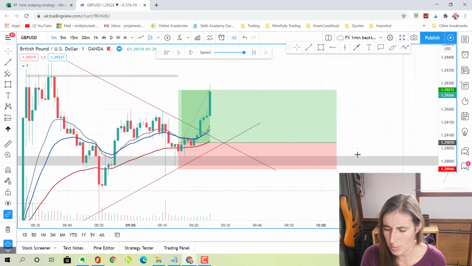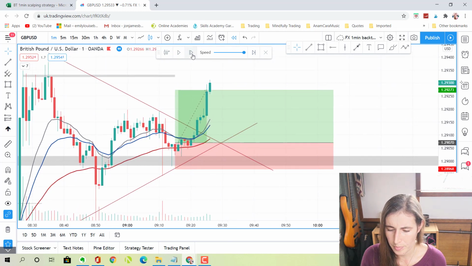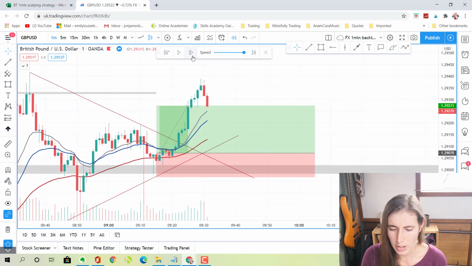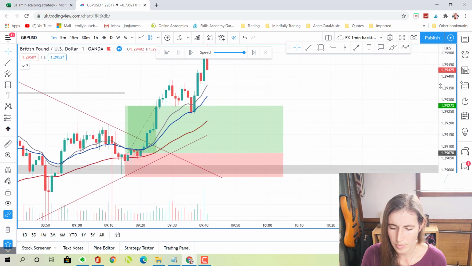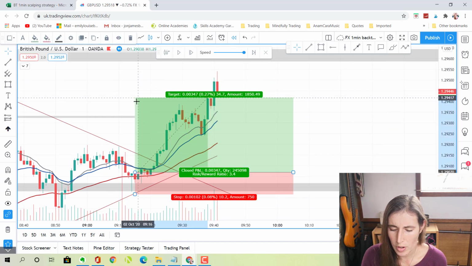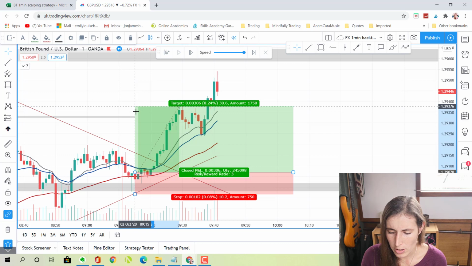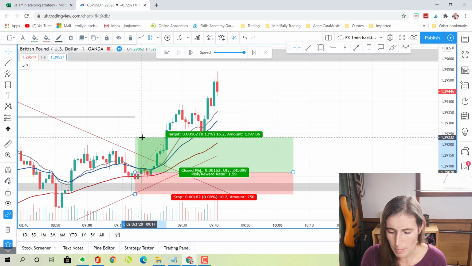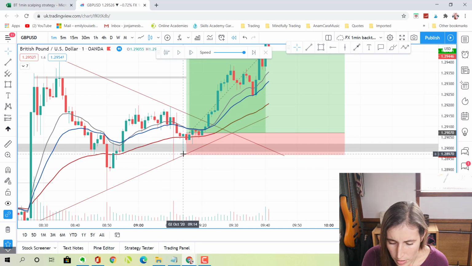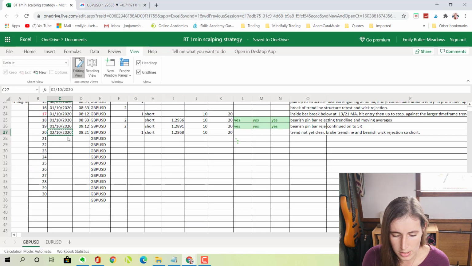So let's break that to the upside here. Just see how far that goes. Okay, so we would have got 4R out of that. It would have actually gone up to 3R before coming back to 1.5 and then up to 4. So let's make a note of those. So 9.14 on the second.